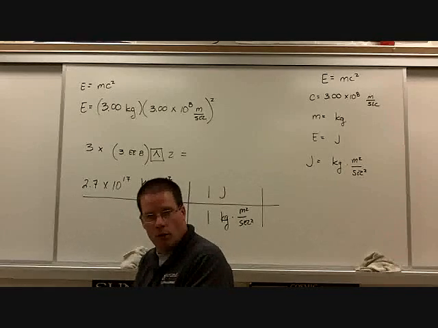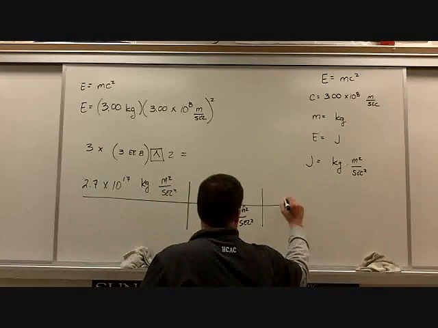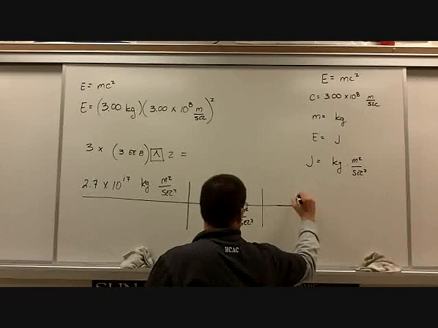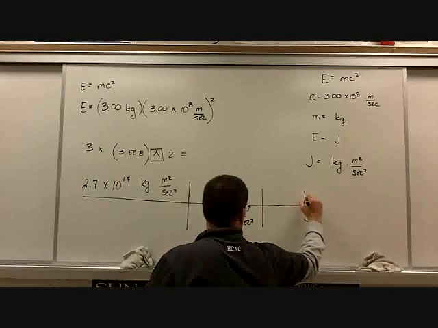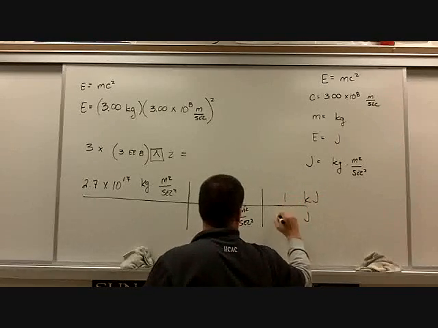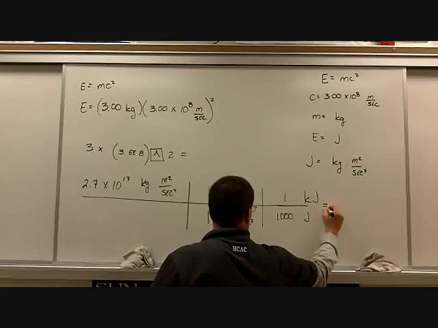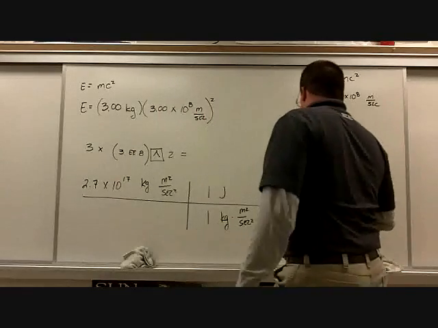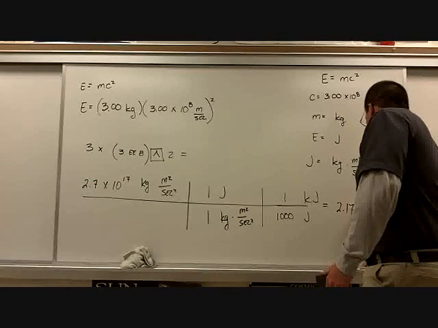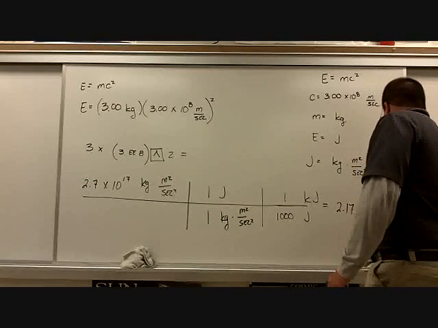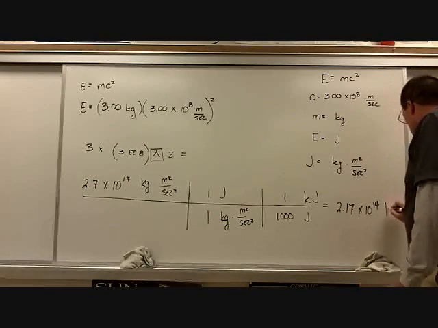So again, if it's not the unit you're looking for, slide it. Who's bigger, a kilojoule or a joule? Kilojoule. So we assign the value 1 to that and divide it by 1,000. In this case, it's 2.17 times 10 to the, I believe, 14. And that would be kilojoules.